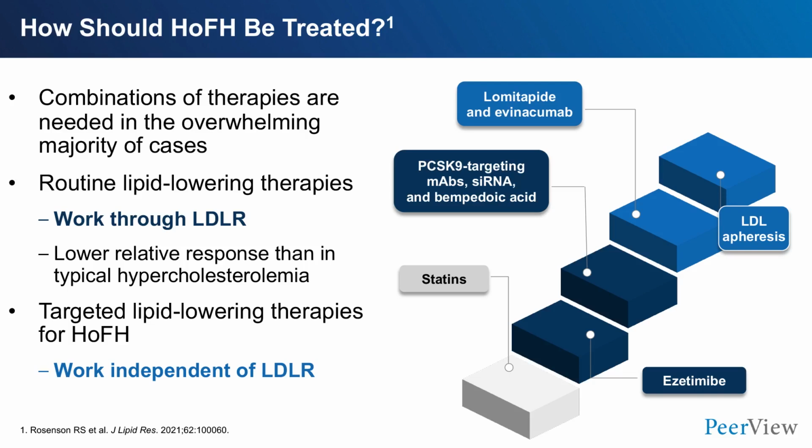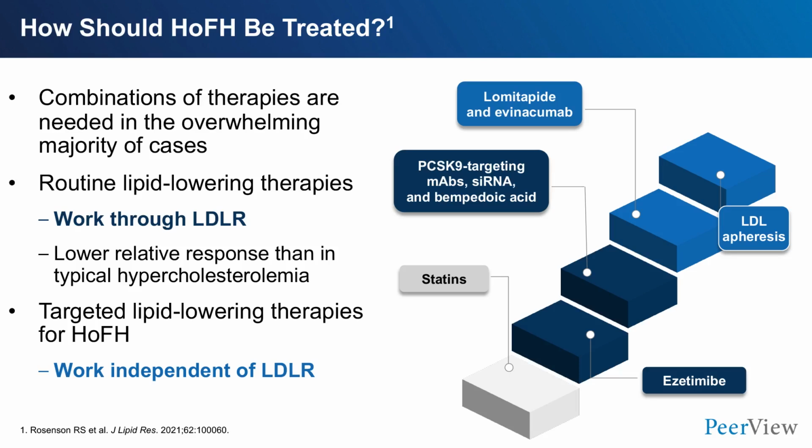How do we treat an FH patient? Most often, it's combination therapies. The routine lipid-lowering therapies work through the LDL receptor, with a lower response than in typical hypercholesterolemia. So initiate with a statin, then you add on ezetimibe over a period of time.